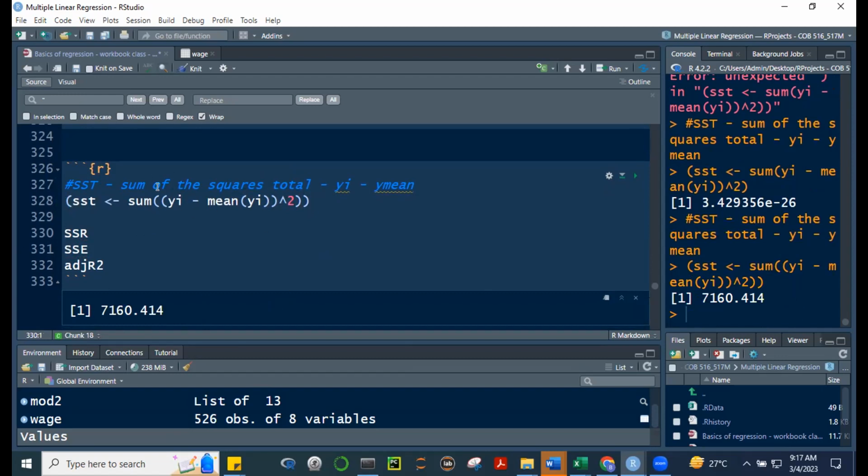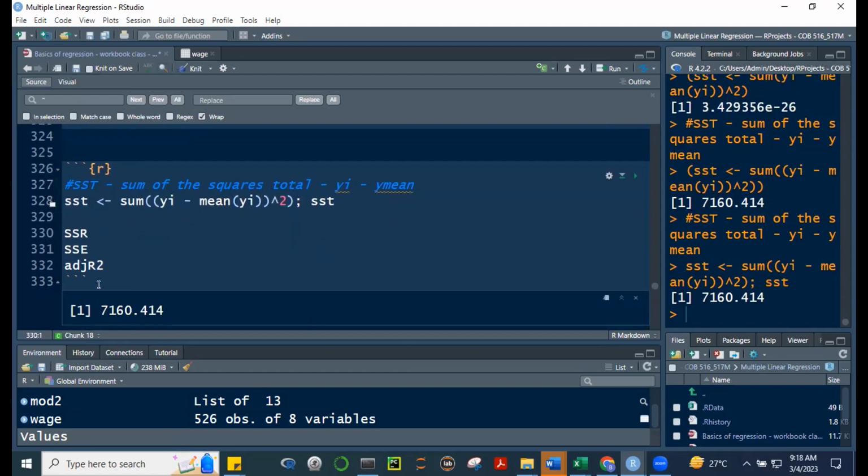Hindi ko napasok siya sa loob ng sum. No? If you're confused with this, pwede natin tanggalin to. And then just print SST. Para mabawasan na yung mga parentheses kasi minsan nakakaano yung parentheses. All right. So that's our sum of the squares of the total.